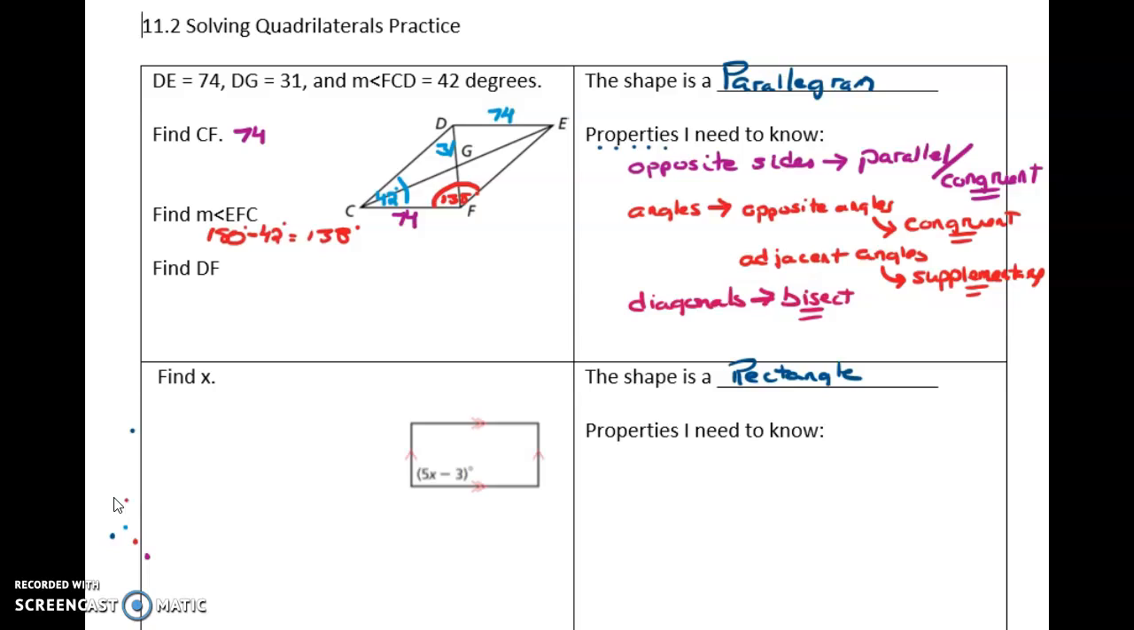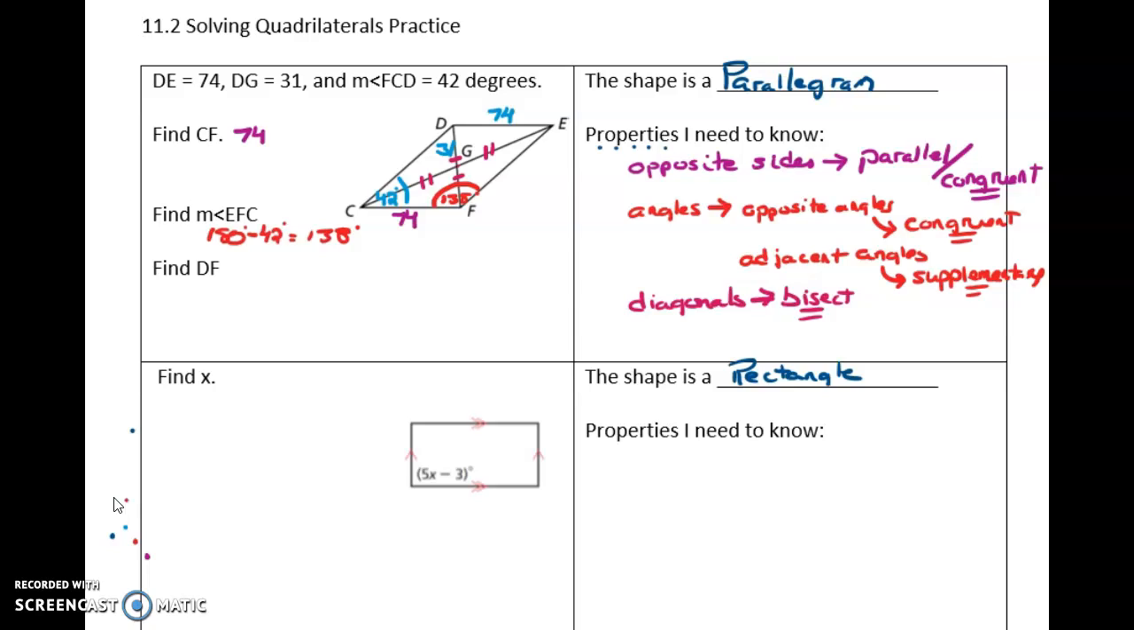Which means that G should be the midpoint right between D and F. That means that length, which is 31, should be the same as this length over here. And if you want to put in a tick mark, you could. That little segment should be the same as this segment, as well as this segment should be the same as this segment. If this is a parallelogram, these diagonals will bisect, which means that point is going to be the midpoint for both diagonals.